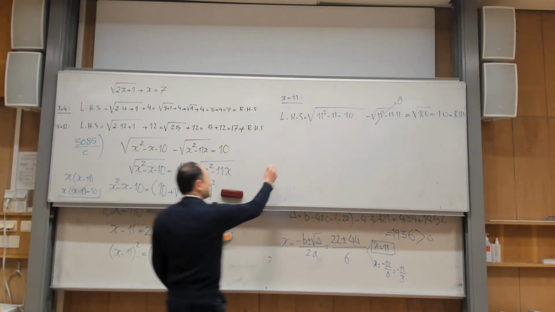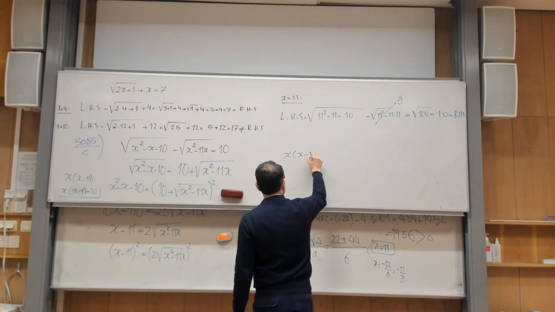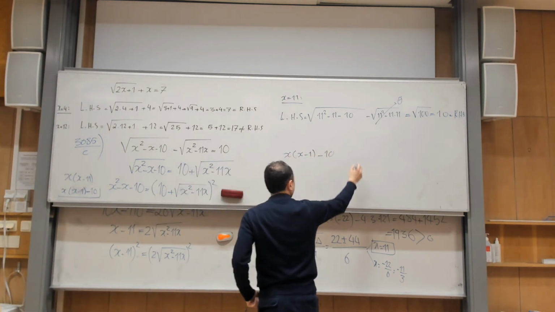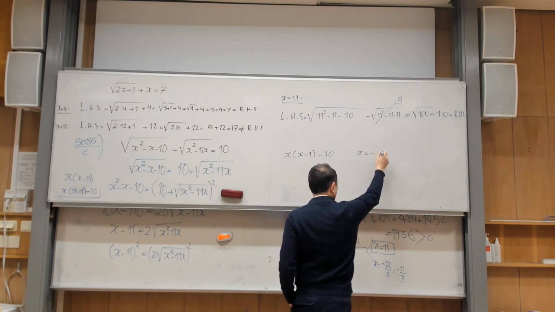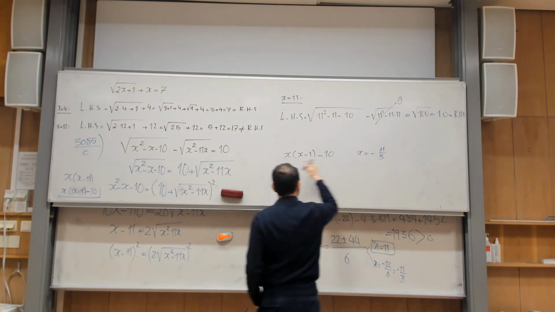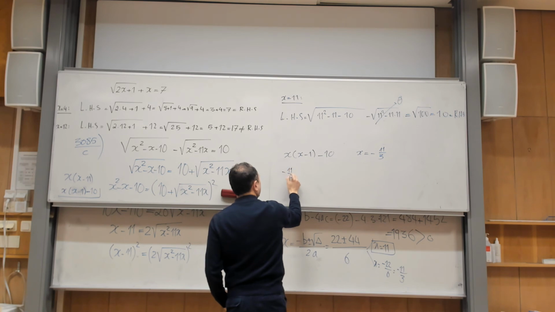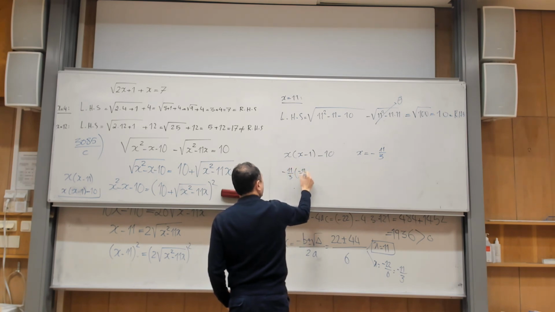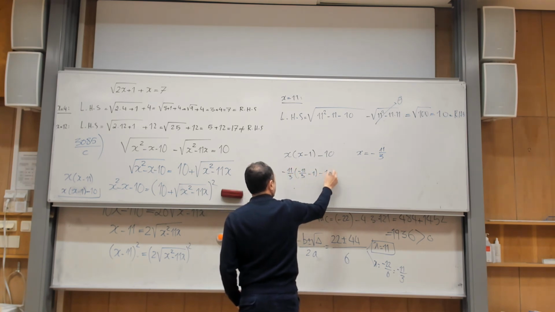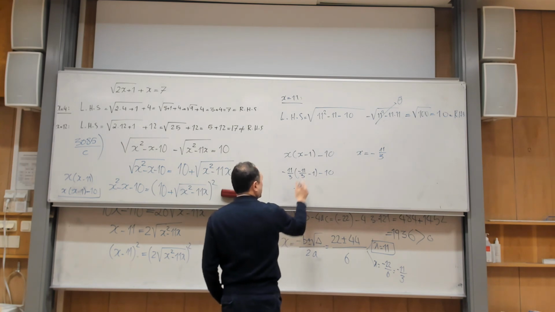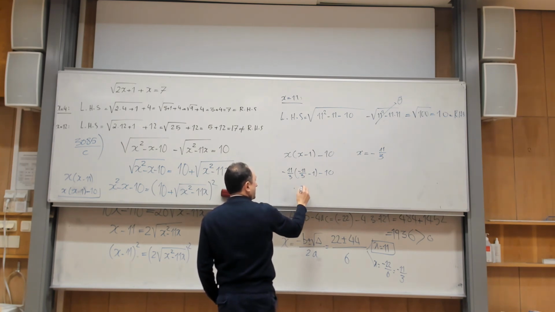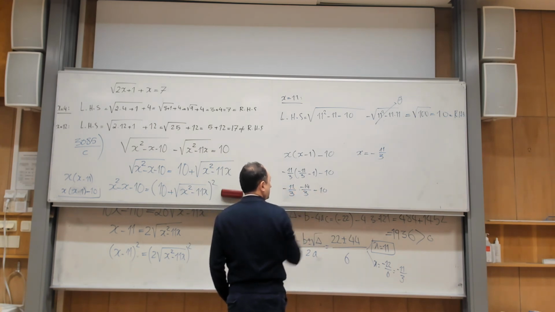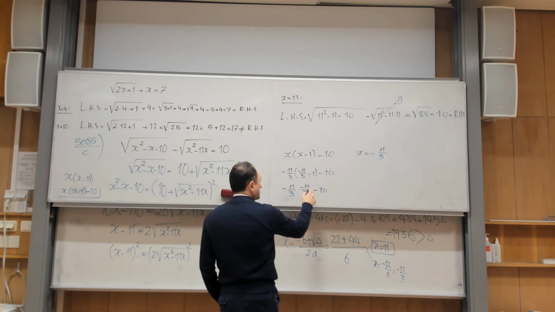So this is x times x minus 1 minus 10. And the x that I am checking is minus 11 over 3. Let us see. If I put minus 11 over 3 here, minus 11 over 3, minus 1, minus 10. This is not hard to calculate. So this becomes minus 14 over 3. This becomes minus 11 over 3, multiplied and minus 10. Yes? What is this number?